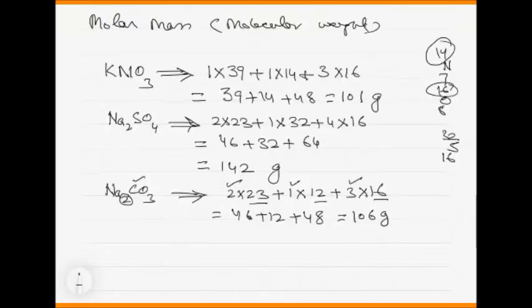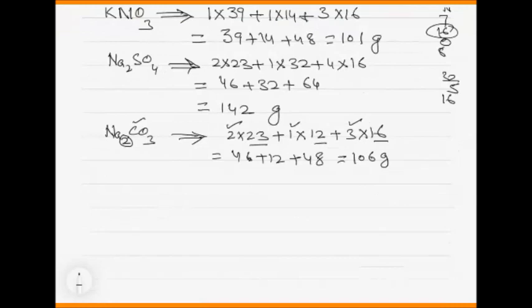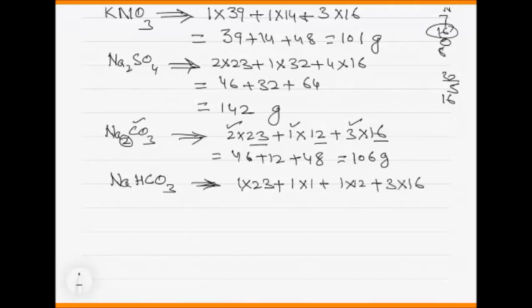After sodium carbonate, we have sodium hydrogen carbonate, NaHCO3. So what to do now? Na is 1 only, so 1 into 23, plus hydrogen is 1 only, so 1 into 1, plus carbon is 1 only, so 1 into 12, oxygen is 3, so 3 into 16. So this comes out to be 23 plus 1 plus 12 plus 48. If you add these, the total is 84 grams.